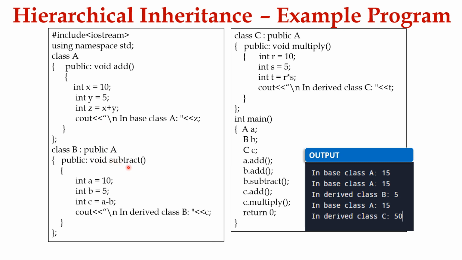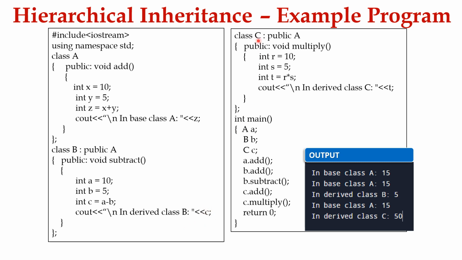Class B defines the member function subtract, and we have declared the variable a of integer data type and assigned with value 10, variable b of integer data type and assigned with value 5, variable c of integer data type and assigned with the expression a minus b. Using the cout statement, we have displayed the value of the variable c to the user.